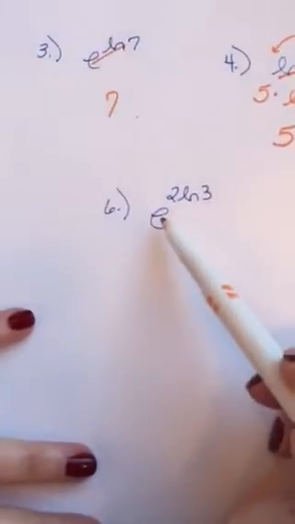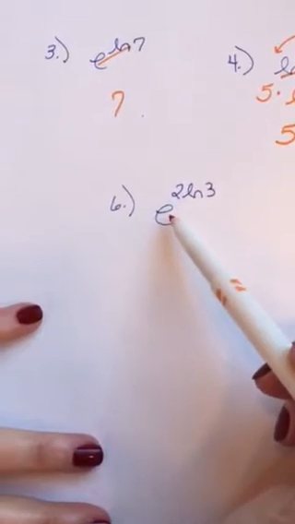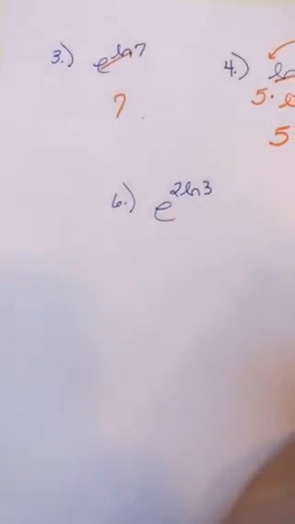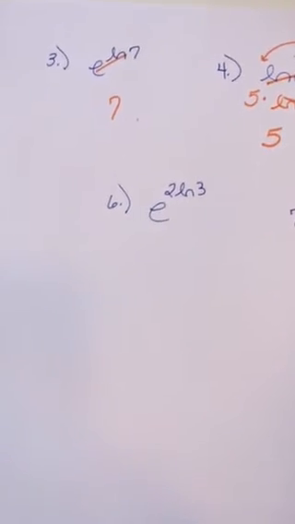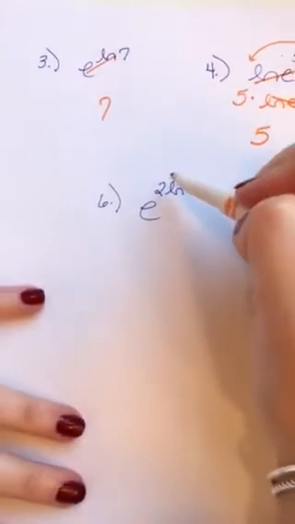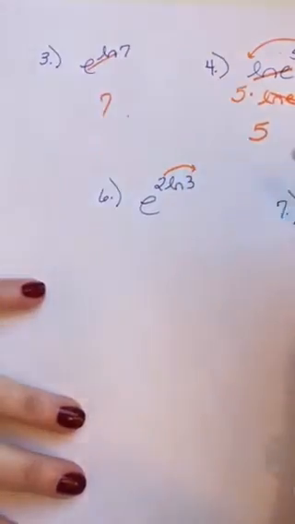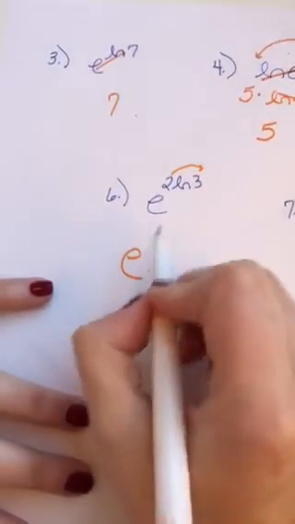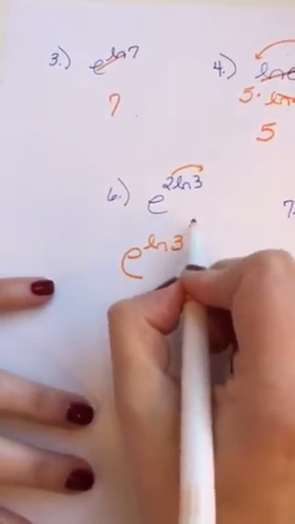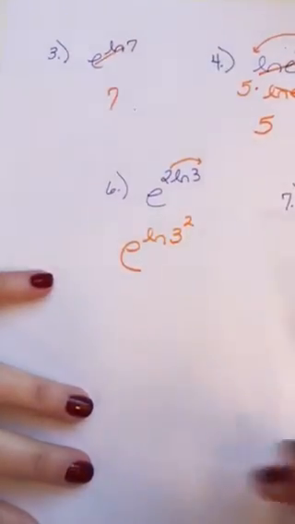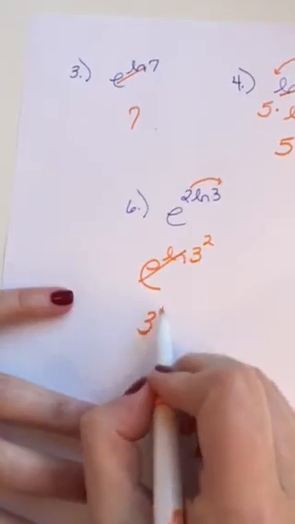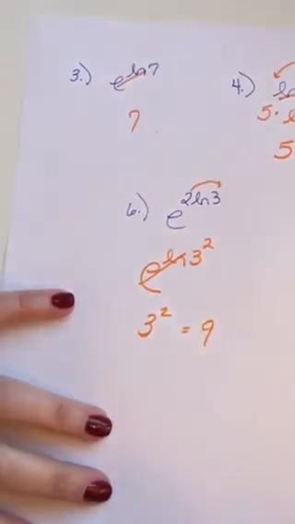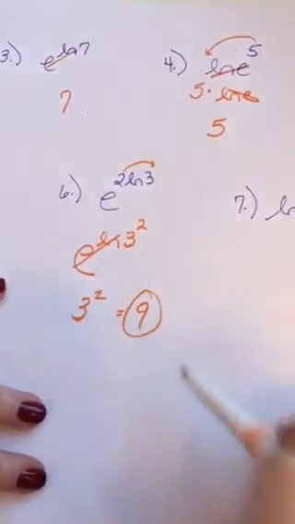Question 6, e and ln, they're not together. I've got this 2 blocking the way. So I'm going to do the opposite of what I normally do with a log. Normally I pull the exponent down, but here I'm going to pop it right back up. So I'm going to rewrite this as e raised to the ln of 3 squared. So now that 2 is out of the way, now my e and ln cancel. I'm left with 3 squared, which of course is 9. So that whole thing simplifies to a 9.